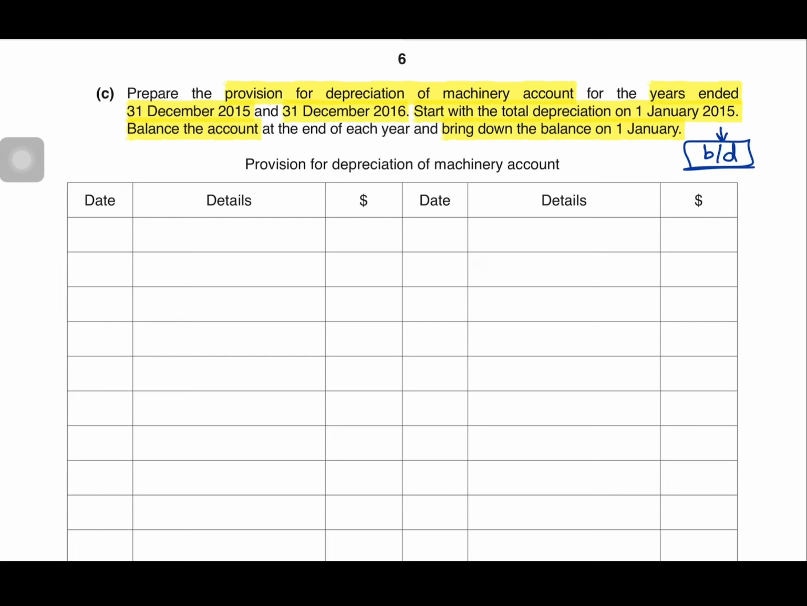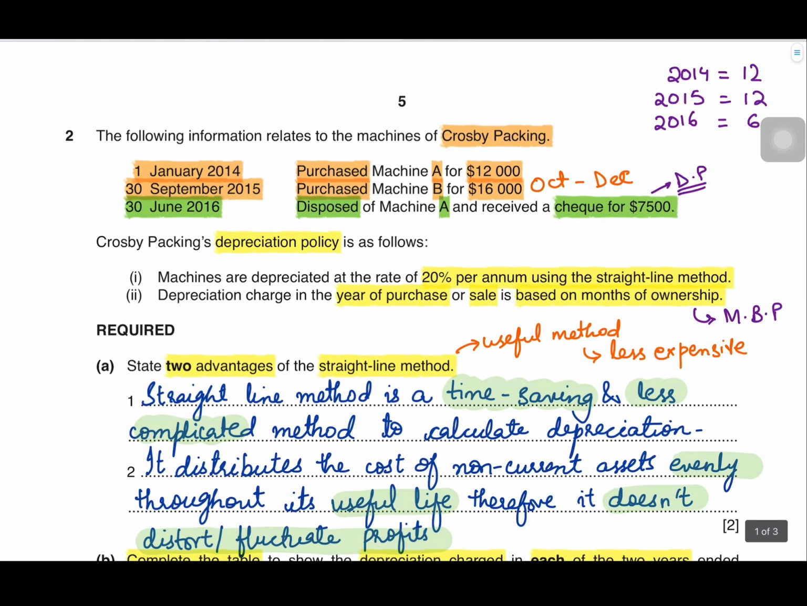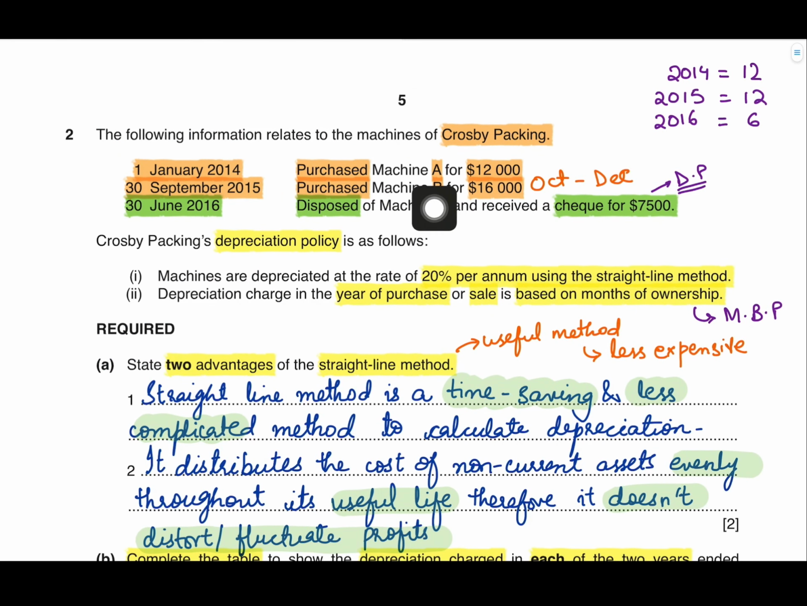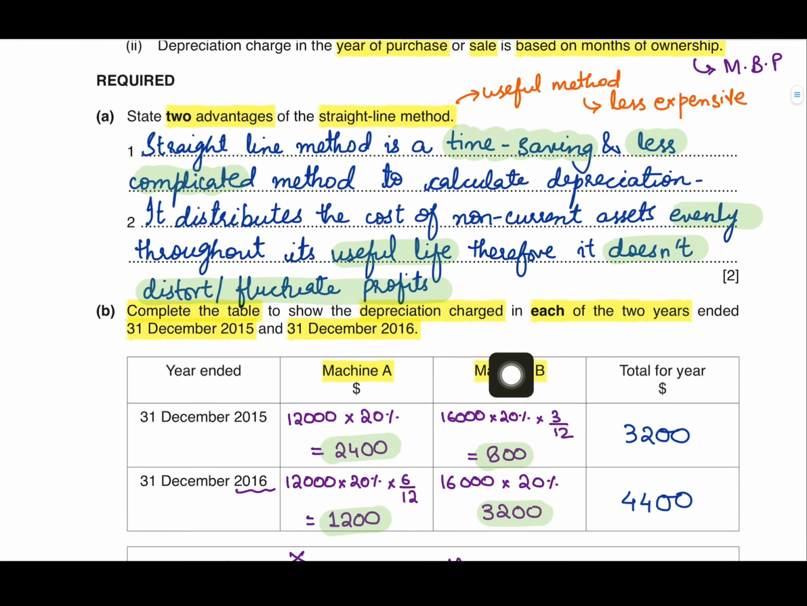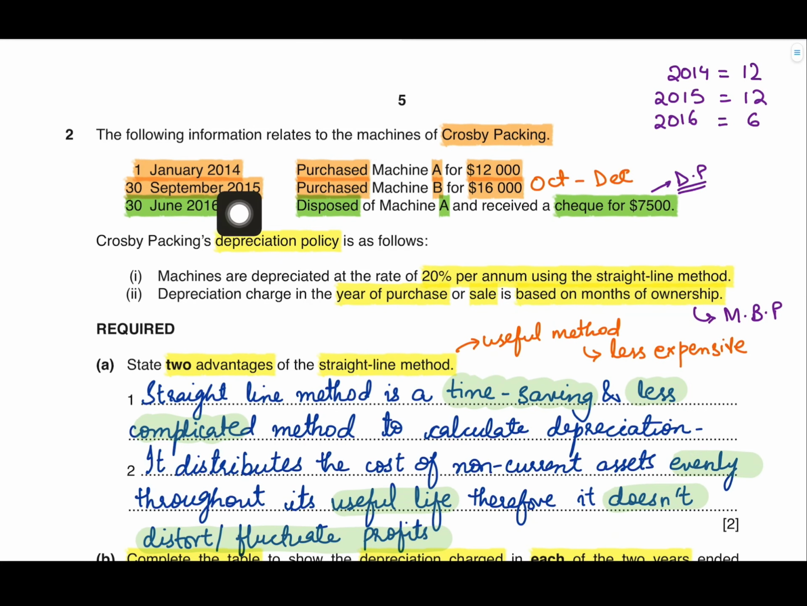Now we have to start the account from 2015, right? And that too with what figure? With what balance? The balance brought down on 1st of January. So January 1st balance brought down. Now do we know this balance? I think we do, right? Because the information given to us was from 2014, right? And in part B we did the calculation for only 2015 and 2016, but still we have the information for 2014. So the depreciation charge at the end of 2014 would now become the balance brought down for 2015, right?